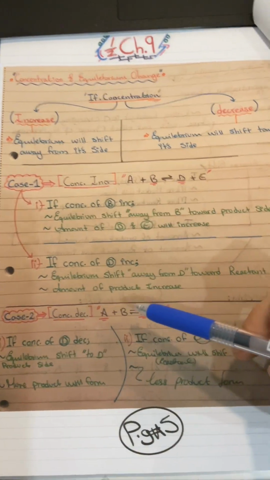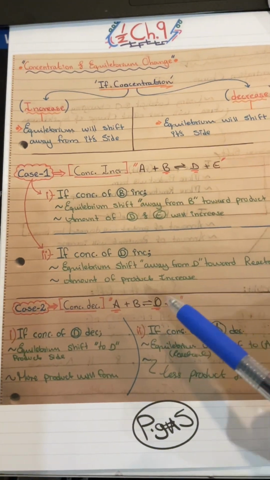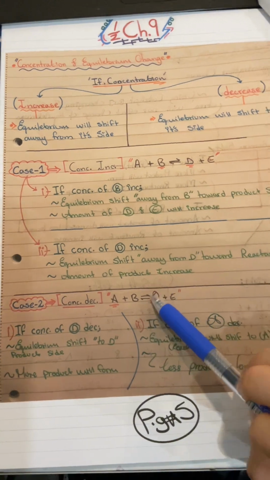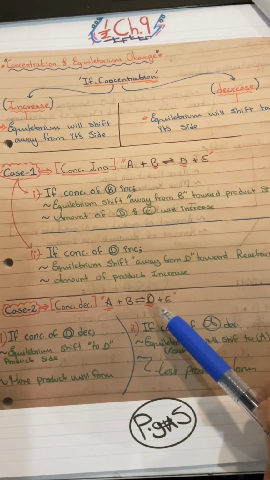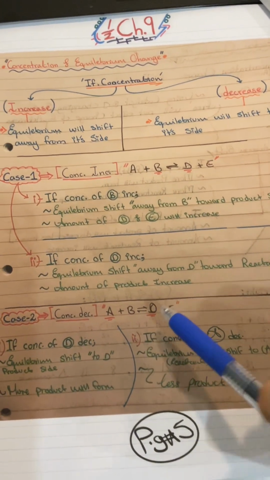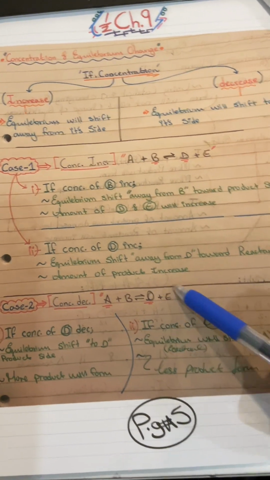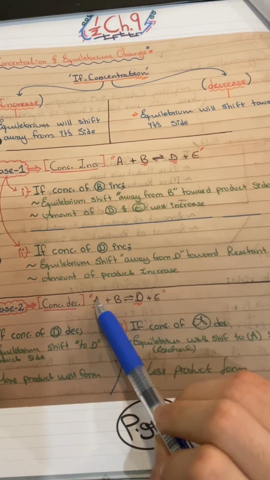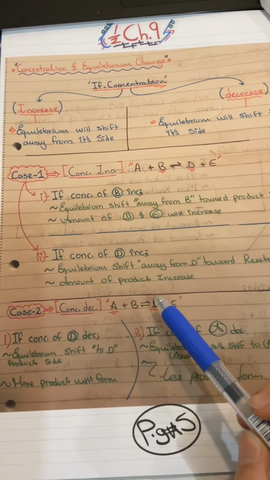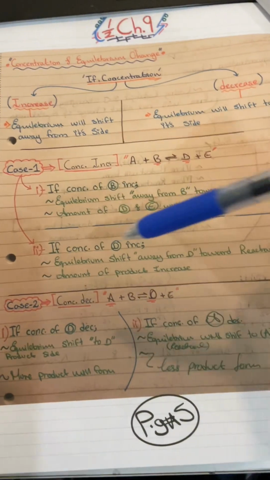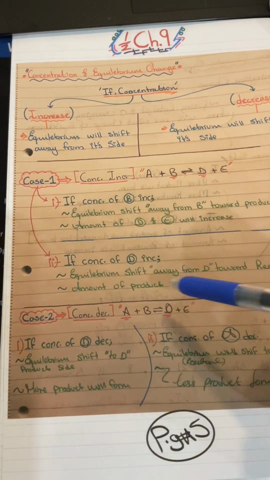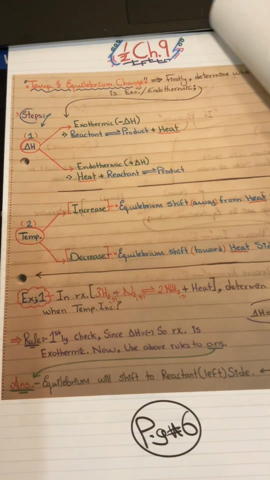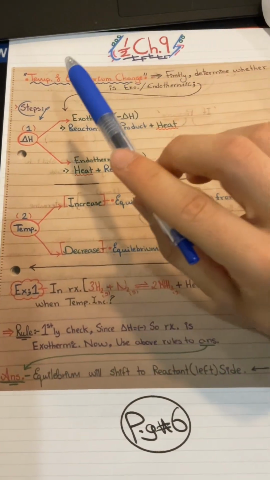In case 2, when the concentration is decreasing, now A plus B, using the same equation, reversible reaction to D plus E. If we decrease the concentration of D, it will shift towards its side, so the equilibrium will shift towards D, towards the product side, and more product will form. If the concentration of A is decreased, equilibrium will shift towards its side, towards the reactant side, and less product will form. Favored is the reactant, more concentration or amount of the reactant. Backward reaction is favored. Alright.